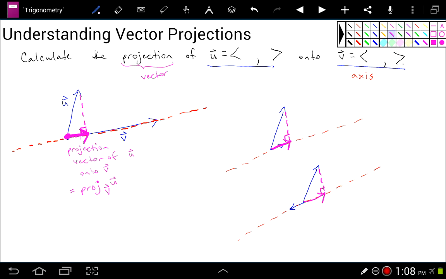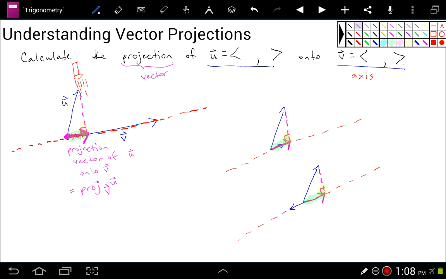Alright, so to get a projection vector, you make an axis out of the vector you're projecting onto, and then you form a 90-degree angle between the other vector and your axis. The vector that lives on the axis is your projection vector. Okay? And it makes sense why it's called projection, right? If you were to shine a flashlight at a 90-degree angle to the axis, you would cast a shadow from this vector onto that axis, and that would be the projection of u onto v.